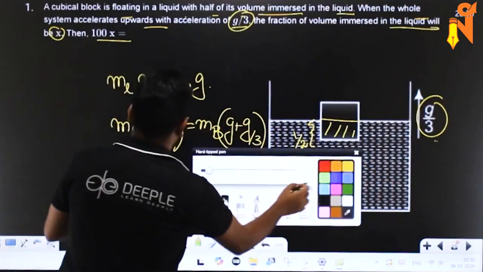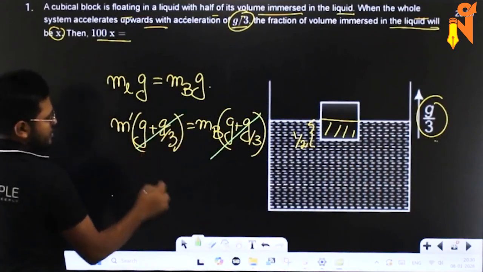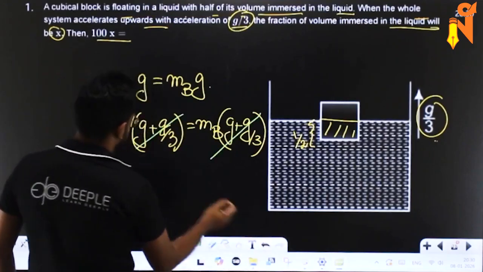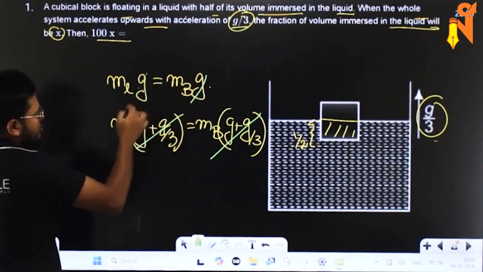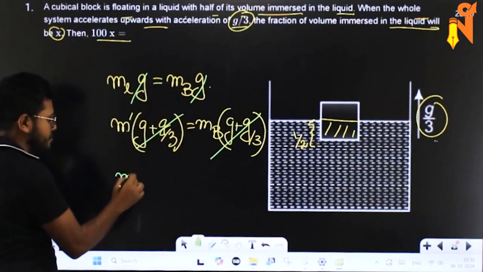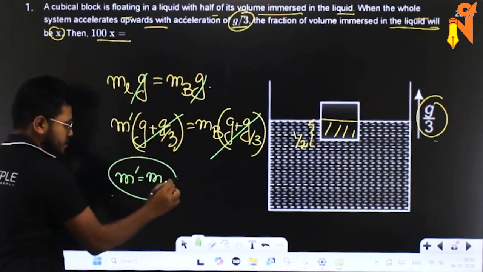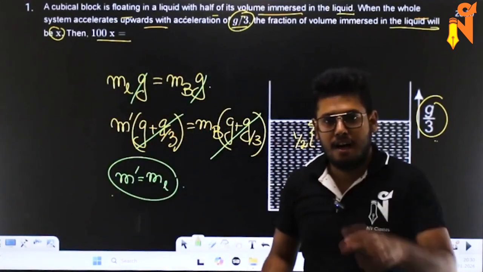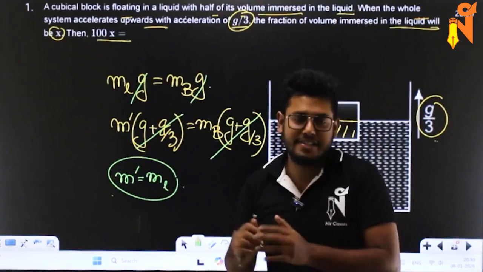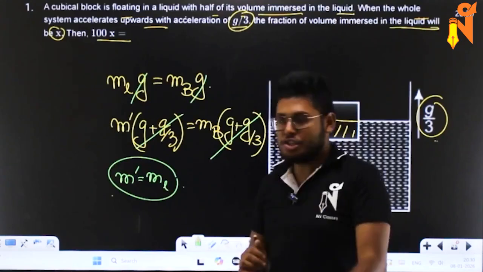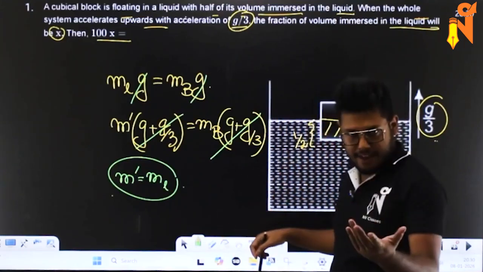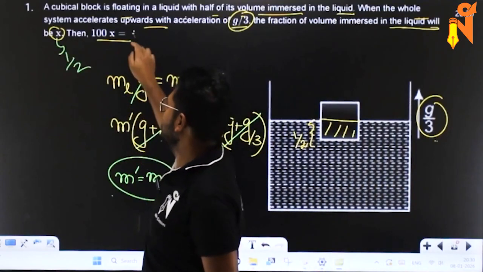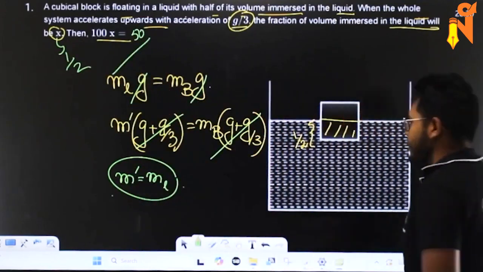Now if you compare them, from these expressions, you see m dash is the same as the mass of liquid. So the mass of liquid displaced earlier or now is the same. It is not like the block's part inside is going to change. If that is true, the fraction which is inside will remain the same. So the fraction inside is half, which is x is half. So 100x will be 50. Simple story. Next.